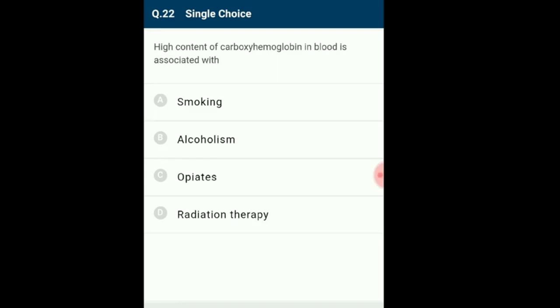Question number 22. High content of carboxyhemoglobin in blood is associated with. Cigarette smoke contains a high concentration of carbon monoxide and smokers are exposed to an estimated 400 to 500 ppm CO while smoking and consequently have much higher COHb. A necessary consensus, given the variability of the level of COHb due to environmental CO, suggests an absolute upper limit of normal COHb of 3% for non-smokers and 10% for heavy smokers. So the answer is option A, smoking.